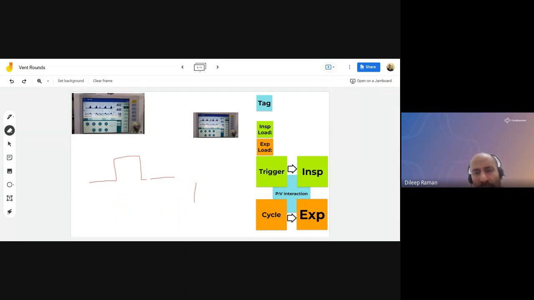And rise time is a comfort feature. It's not the control variable per se. Here, the control variable itself is actually pressure and the rate of change of pressure.